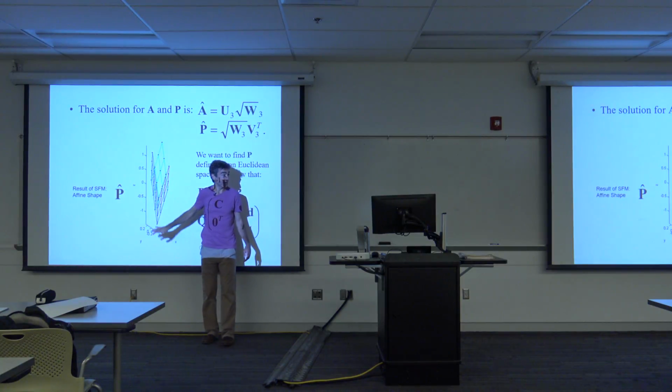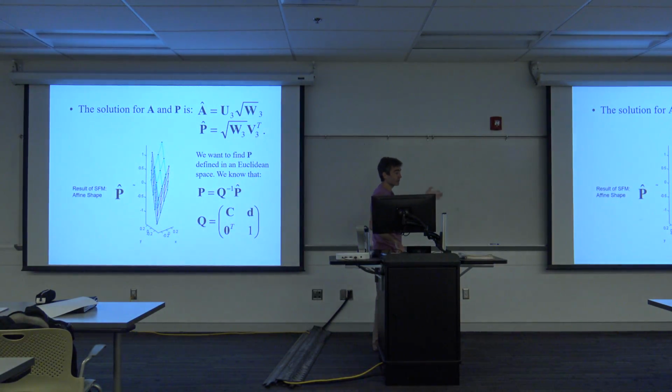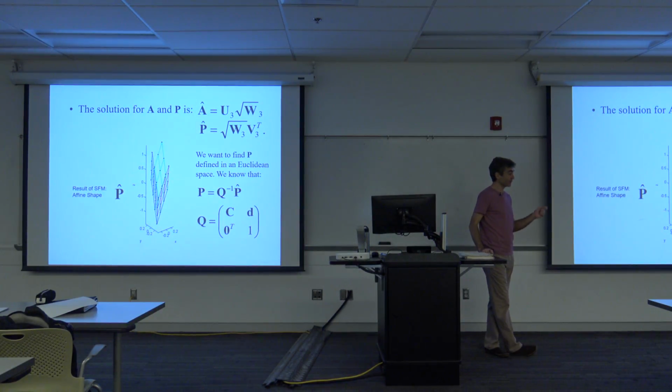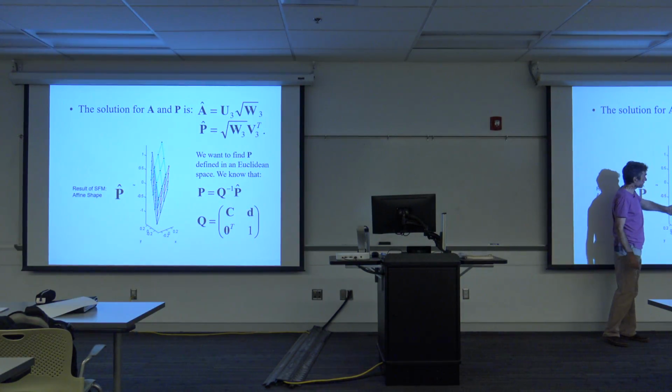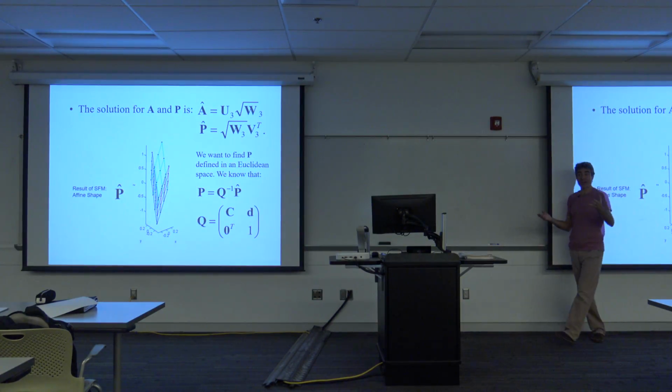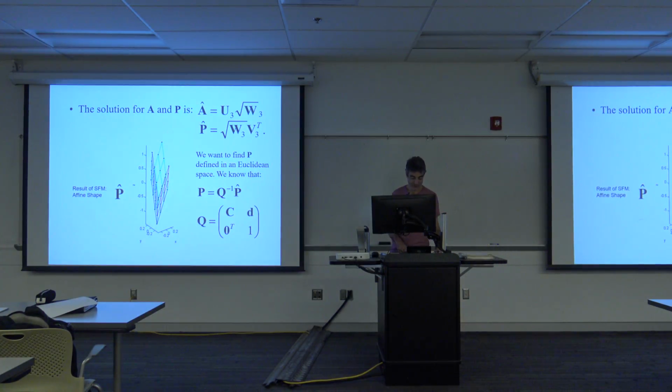Because this shape that I have recovered here is actually affine equivalent to the shape that I really want, which is the Euclidean shape, right? The original shape that I have. So that's a problem. This is an affine shape. There's nothing wrong with it. Only that we would rather have the Euclidean shape that we had to begin with.